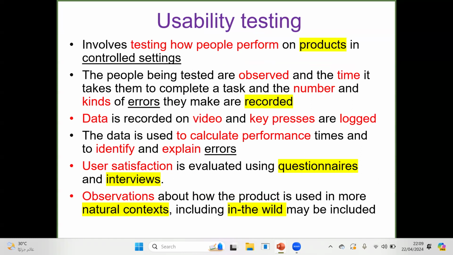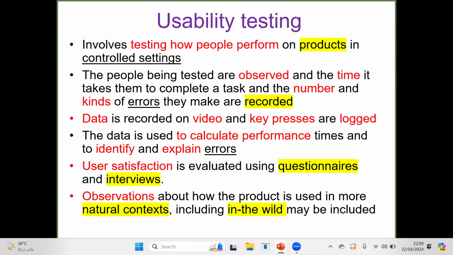Let us understand what usability testing is. As the name says, we evaluate the working of a digital product, or any product, by giving it to the users and watching how they use it. The goal is to identify how well or how badly the product works in the real world with real users in controlled settings.